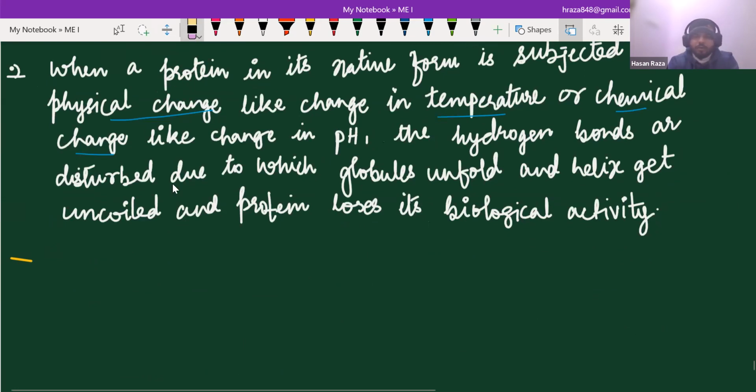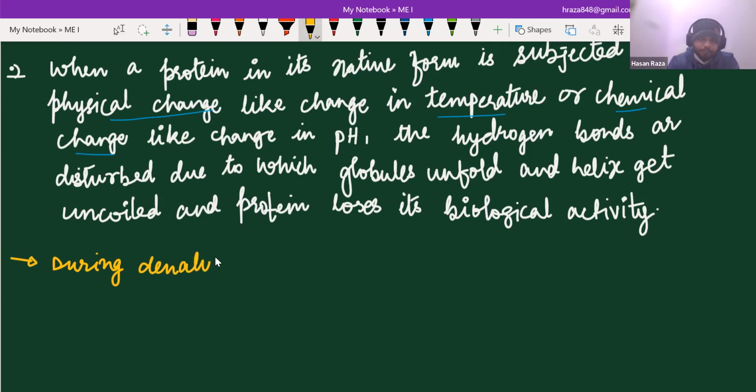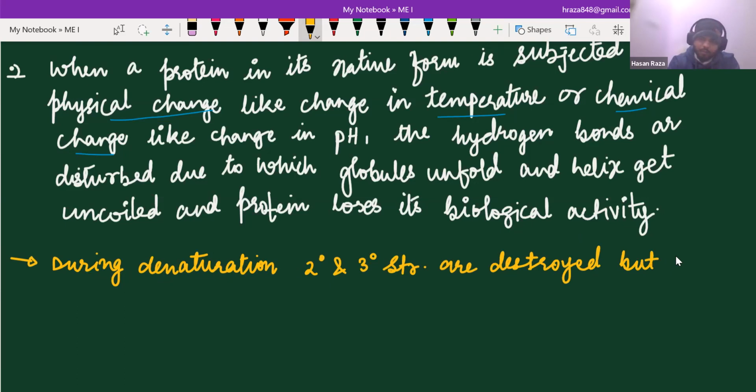Now, next point regarding this, you can write: during denaturation, 2-degree and 3-degree structure are destroyed, but 1-degree structure remains intact. It will be as it is.